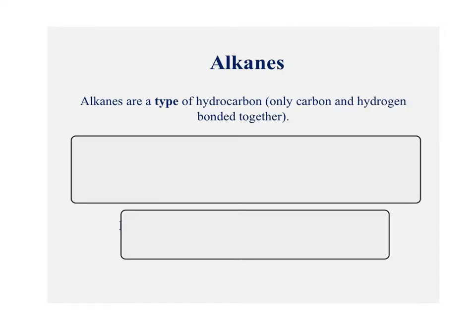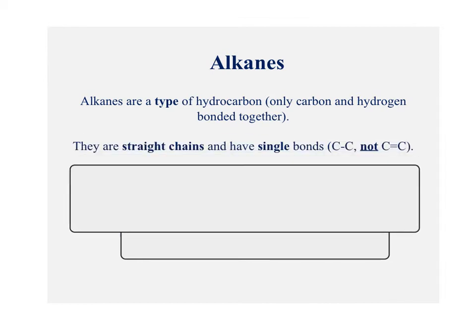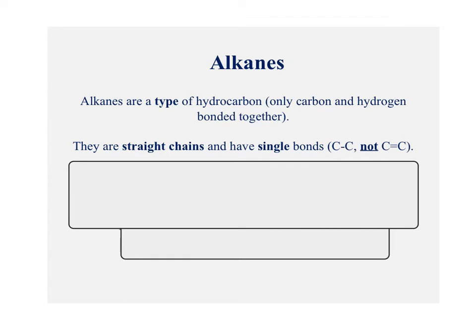So these alkanes, as we've said, are a type of hydrocarbon. They're only carbon and hydrogen stuck together. They form straight chain molecules, and they've got what we call single bonds. So that means that between every C, there's only a single line, and that single line represents a single shared pair of electrons.